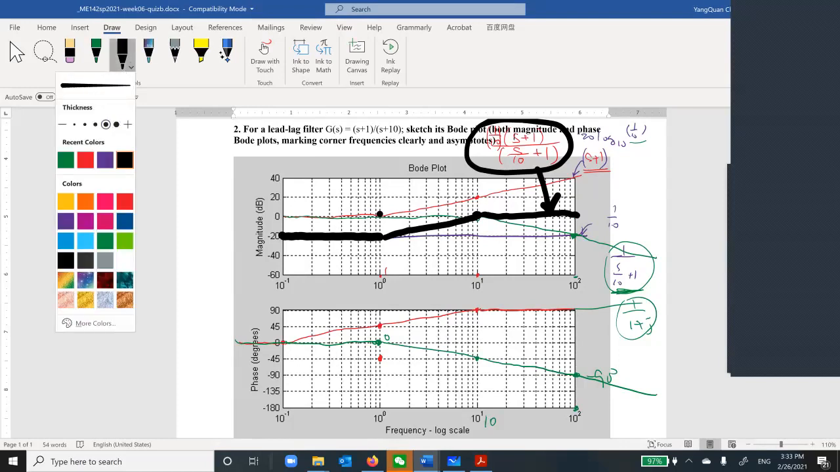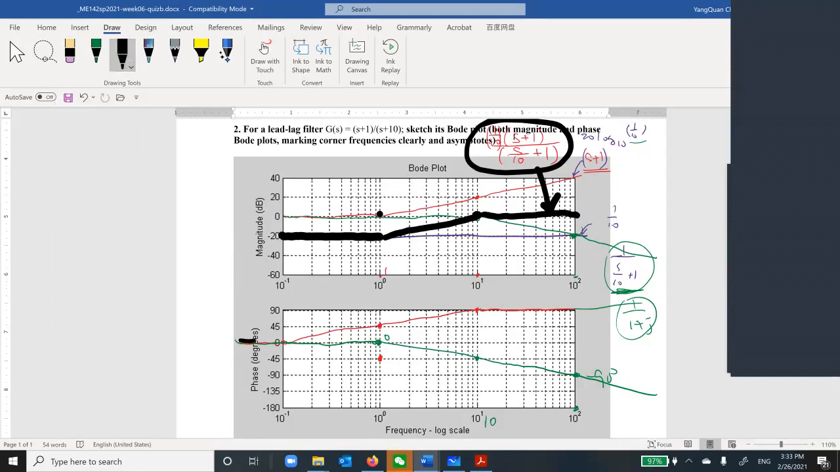So what I'm going to do is the whole phase should look like this. So you have phase 0 until here, your phase will go up. But you can see you go up and you go down, so you will be constant until this point. Then you start to get down like this.